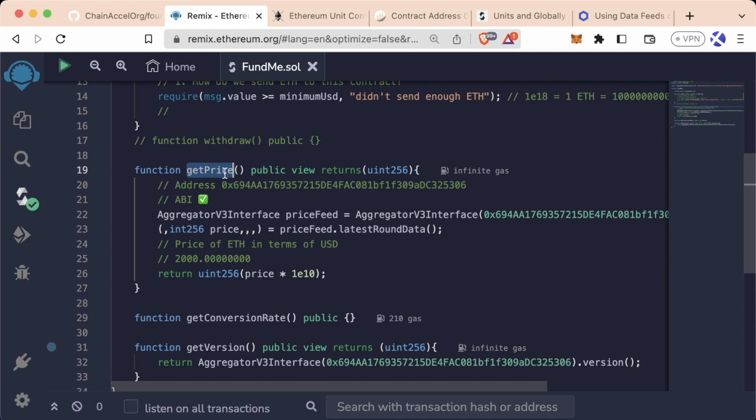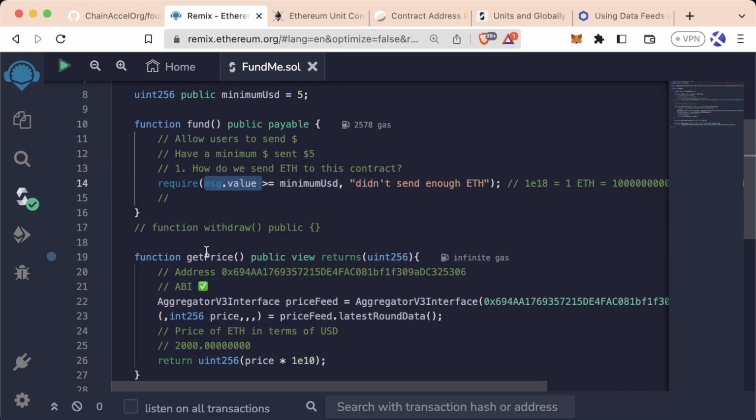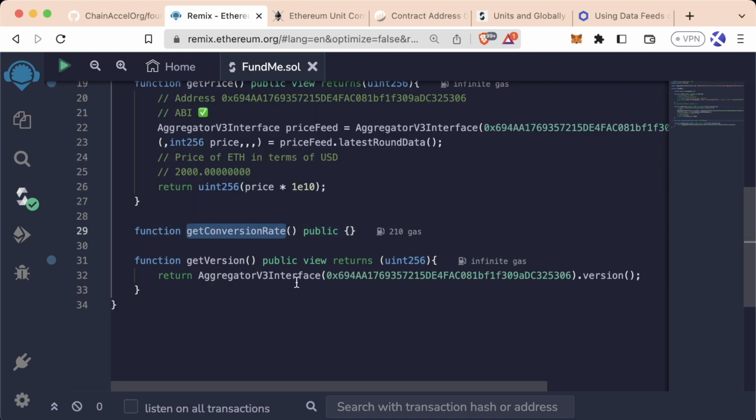Awesome. So now we have a get price function, which is going to return the value of Ethereum in terms of USD as a uint256. Now, all we have to do is convert our message.value in terms of dollars using this get price function. To do that, we're going to use our get conversion rate function.